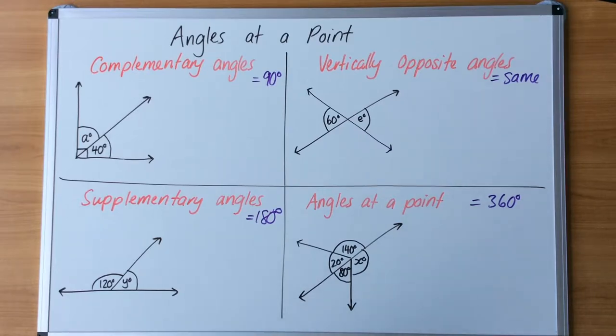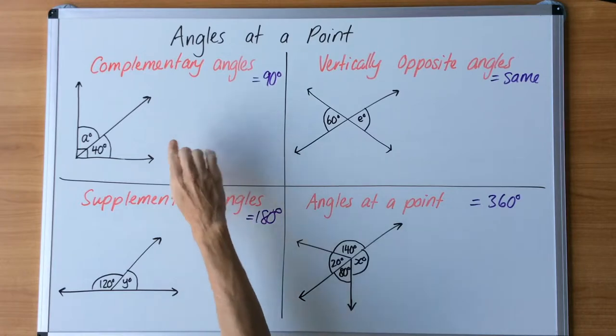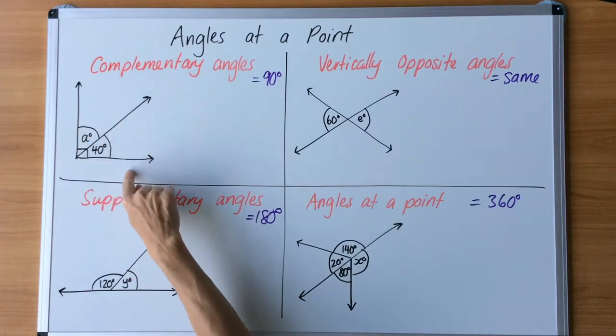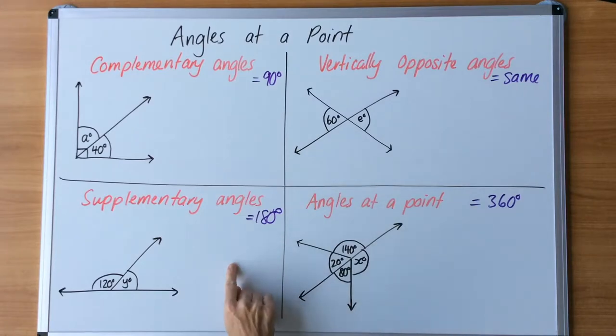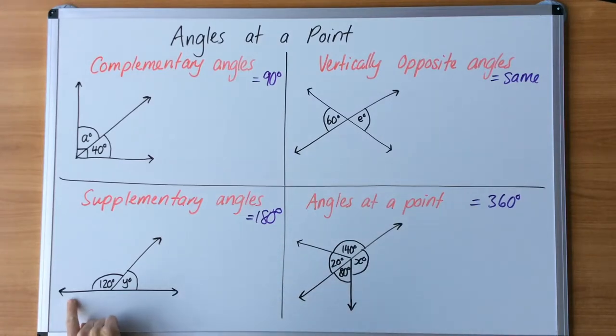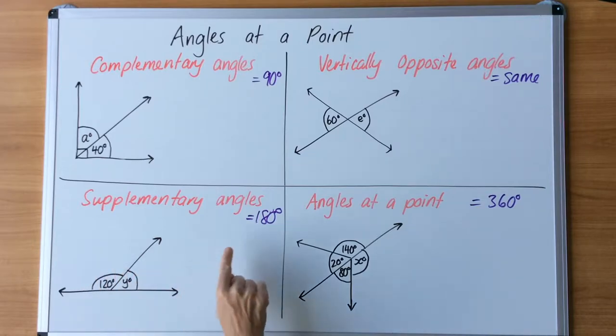In this video, we are going to focus on angles at a point. In particular, we have four different angles here. Complementary angles, where all the angles in this 90 degree angle add up to 90 degrees. Supplementary angles, straight line equals 180, so all angles on this line must equal 180.